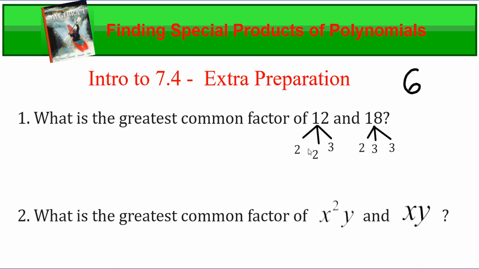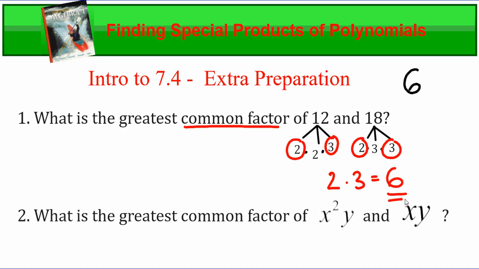12 breaks down to be 4 times 3, and 4 is 2 times 2, so this is 2 times 2 times 3. 18 breaks down to be 2 times 9, and 9 is 3 times 3, so it's 2 times 3 times 3. And then you'll notice, what do they have in common? Because I'm looking for the greatest common factor. They both have a 2, and they both have a 3. And 2 times 3 just so happens to be 6. And that's how you find the greatest common factor when you don't know right off the top of your head.